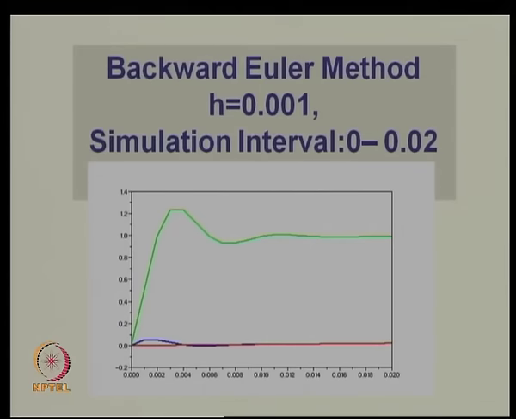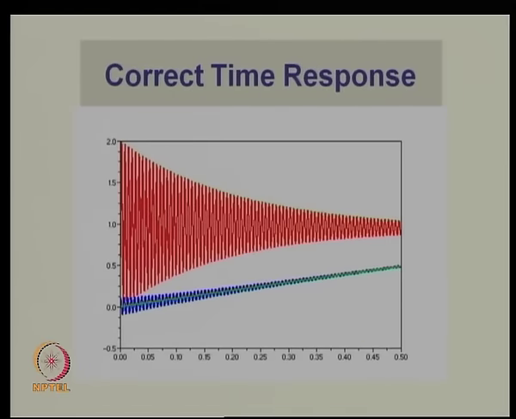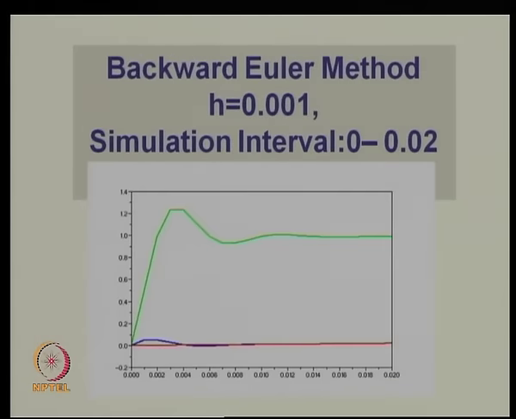If you look at the original response, it takes more than a second to damp out, whereas here, backward Euler with a 1 millisecond time step, the oscillation dies down very soon. If you recall how the correct time response should be like this, in about 0.5 seconds your oscillation is gradually dying down. This oscillatory part of the transient takes at least a second or two to completely die out. Whereas backward Euler has simply killed that oscillation and you do not even see an oscillatory response.